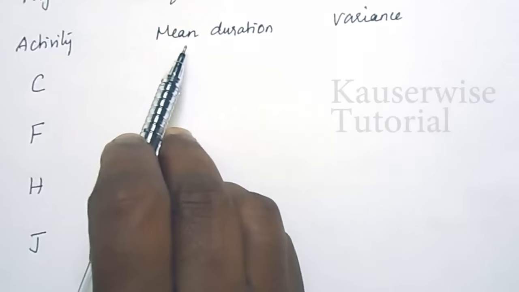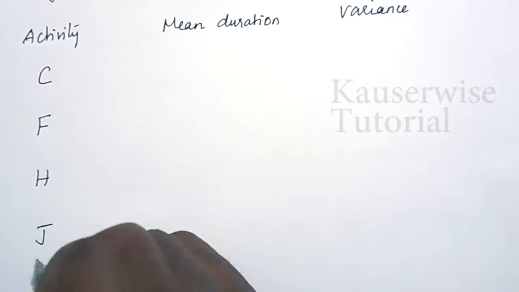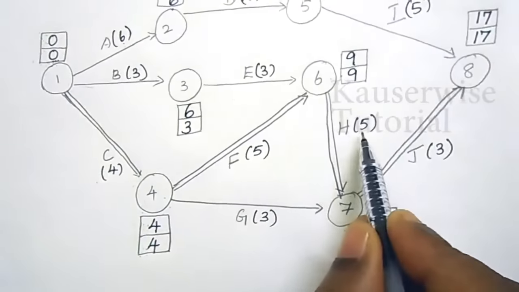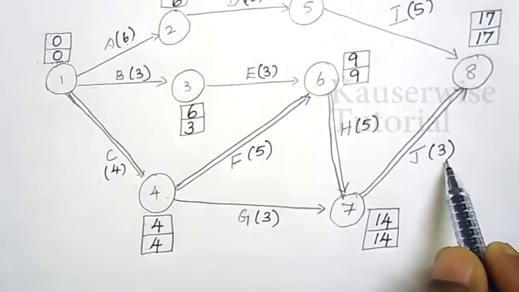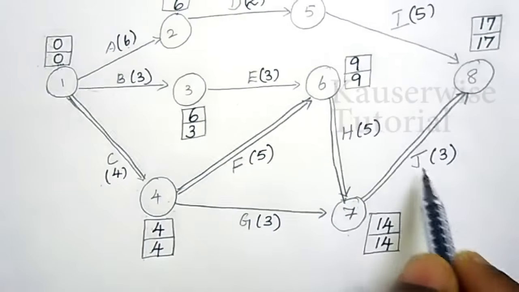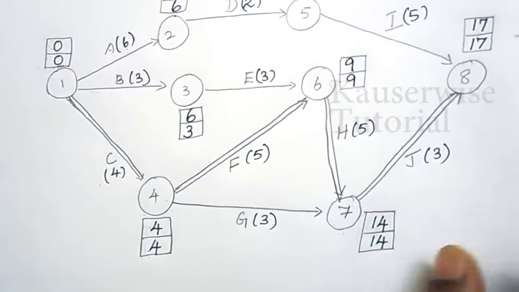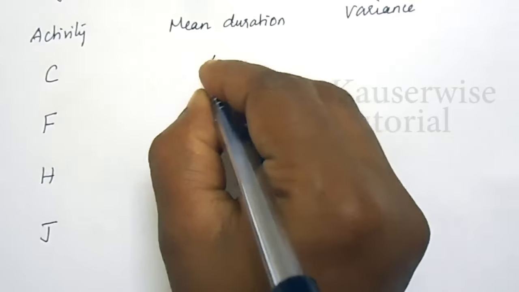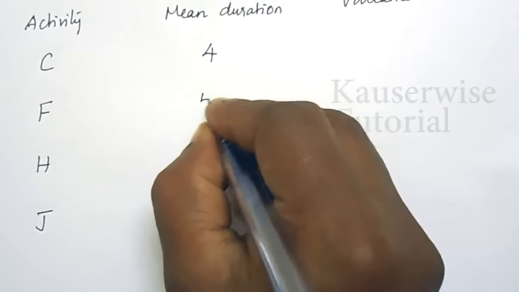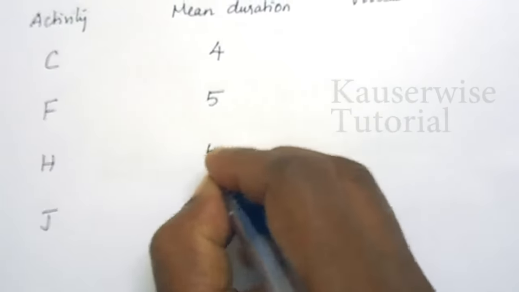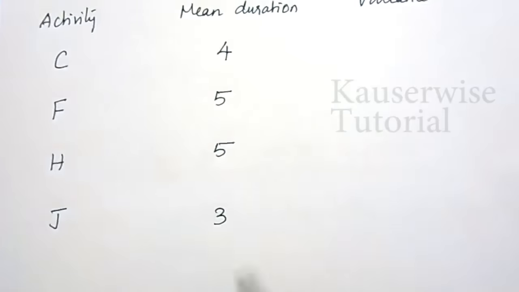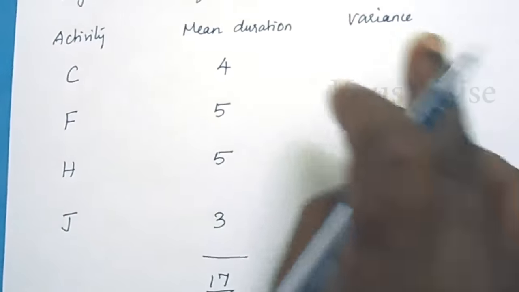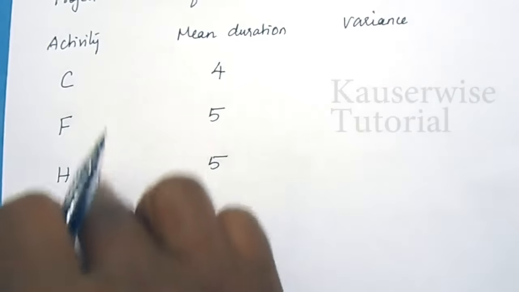Second one, you have to write the mean duration for the critical path. For C, 4 weeks. For F, 5 weeks. For H, 5 weeks. For J, 3 weeks. So these are the expected durations for the activities on the critical path. So mean duration and expected duration are both the same. For C, 4 weeks. For F, 5 weeks. For H, 5 weeks. For J, 3 weeks. Total 17 weeks.